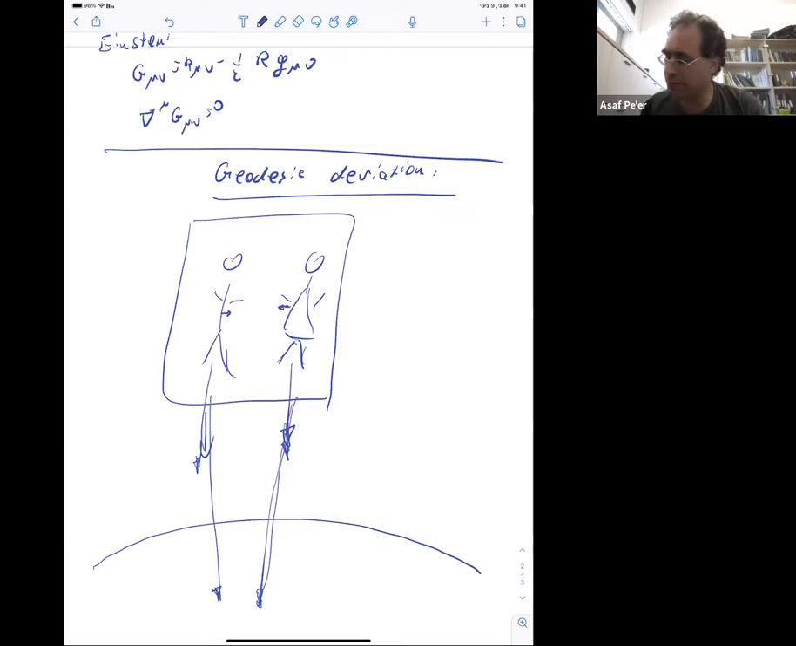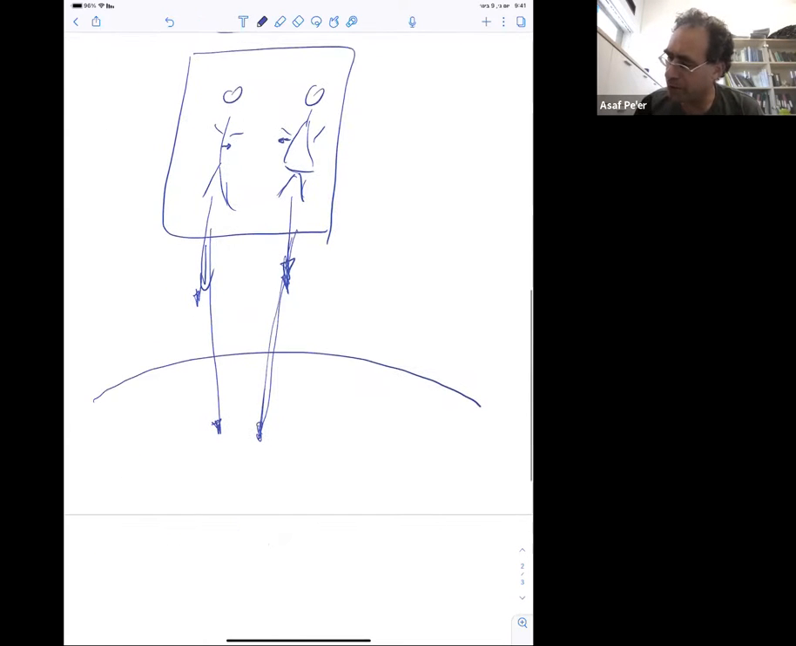So what I'm really doing is considering a freely falling particle. And the freely falling particle has an x^μ(τ). That's a freely falling particle.